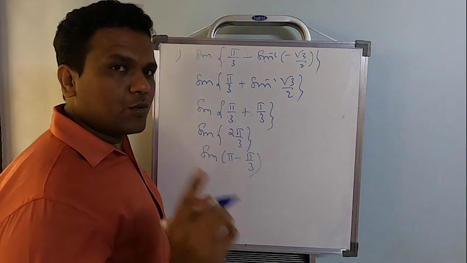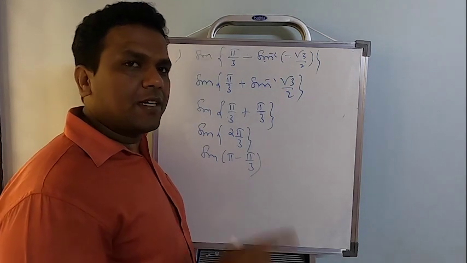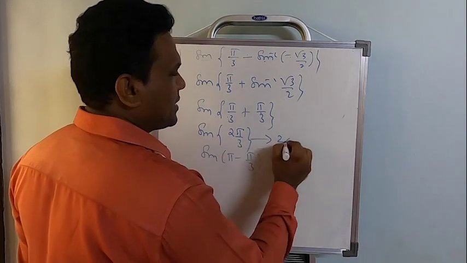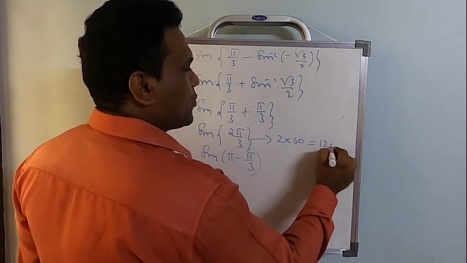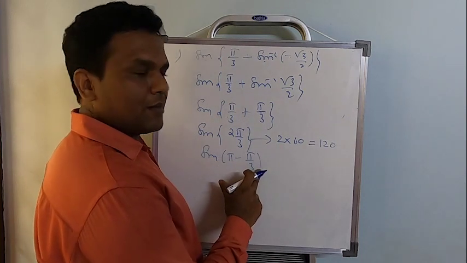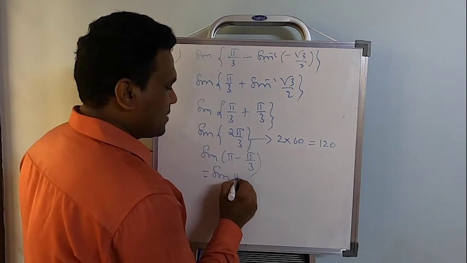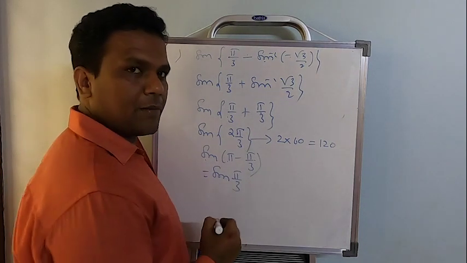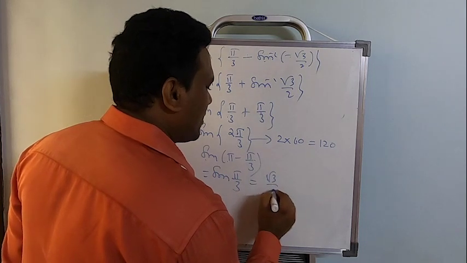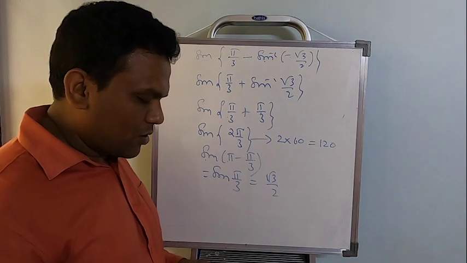I told you, students who are not comfortable with radians, please convert it in terms of degrees. You will feel it very much easy. So 2 pi by 3, I told you pi by 3 is 60, right? So this is going to be how much? 120. 120 can be written as 180 minus 60. That's how it will be done, right? Now this is just like sine of 180 minus theta. Sine of 180 minus theta will be sine theta. That's sine pi by 3. What's the value of sine pi by 3? Sine pi by 3 value will be root 3 by 2.